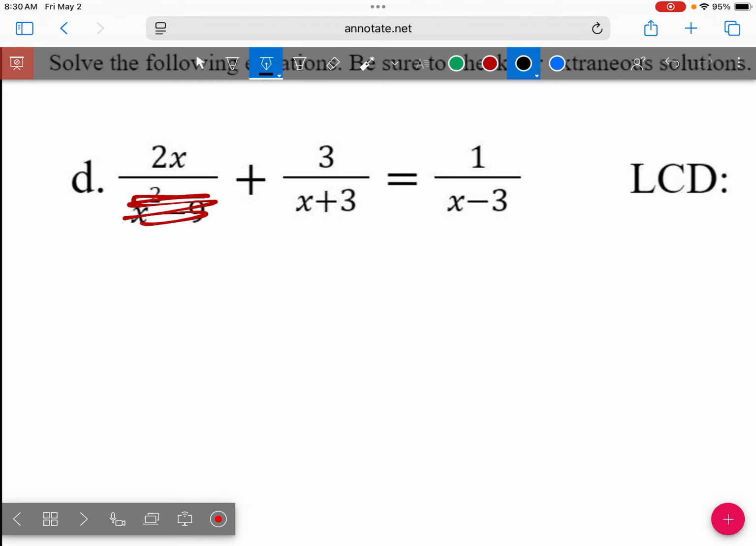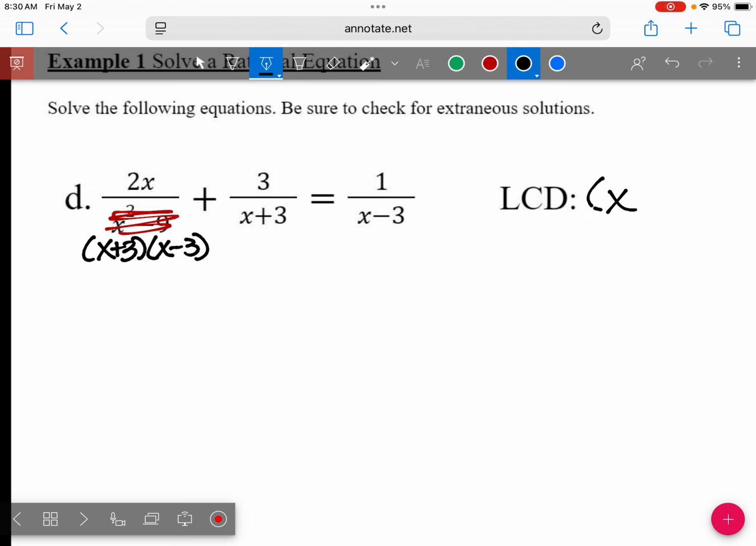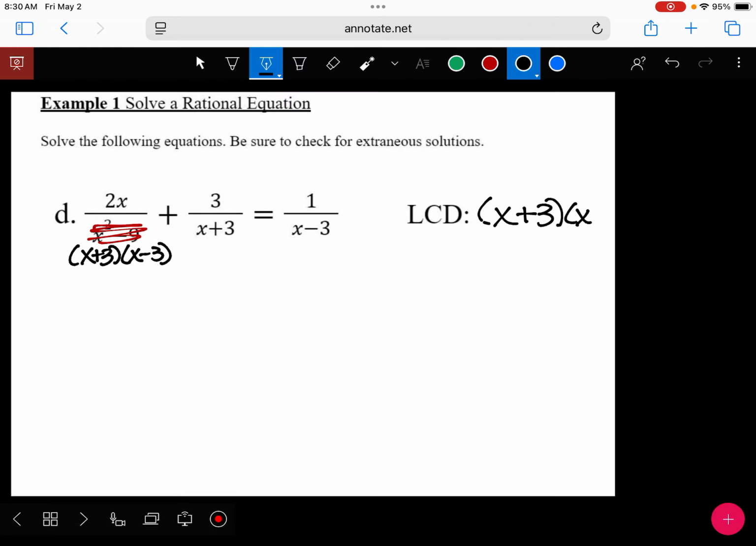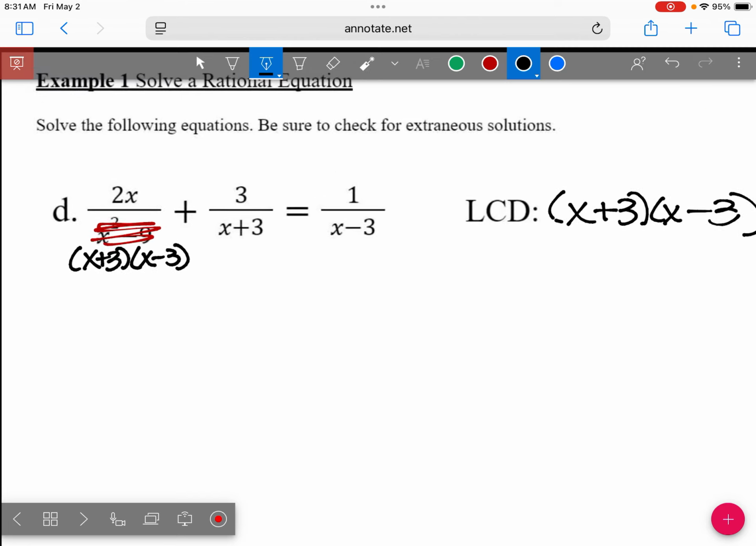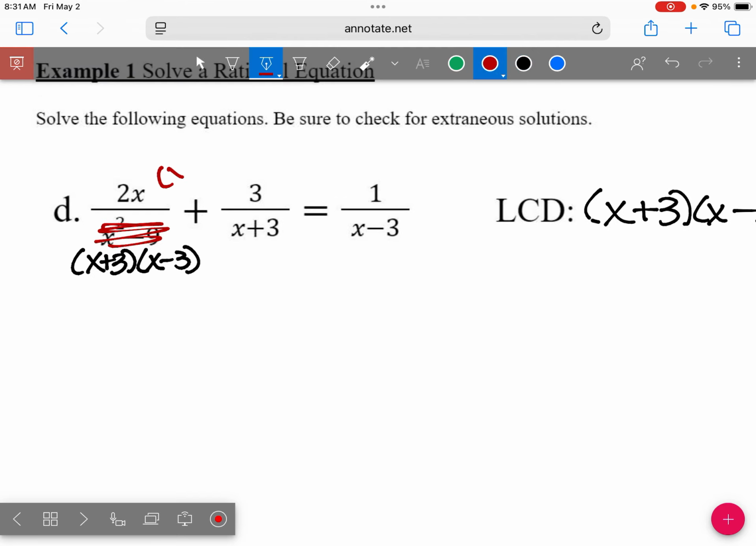Okay. So this factors down to x plus 3, x minus 3. That's what x squared minus 9 is. So that means my LCD is x plus 3 and x minus 3. So step number 1 was to factor. Step number 2, find the LCD. Now we're down to step 3. Multiply everything by the LCD. So I'm multiplying this fraction by x plus 3, x minus 3. This fraction by x plus 3, x minus 3. And my last fraction by x plus 3, x minus 3.